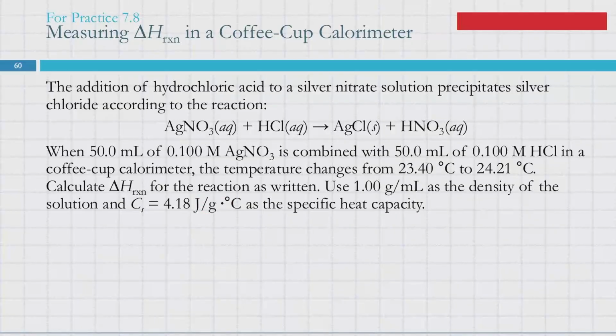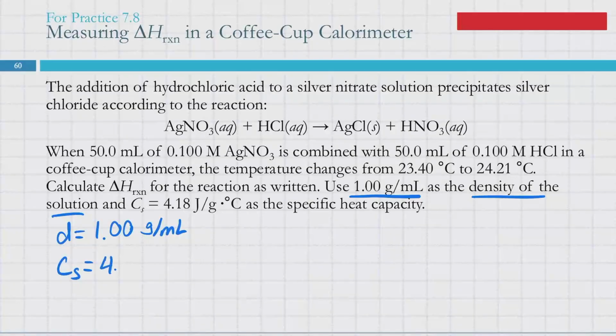So we've got a whole lot of information. Let's unpack it a little bit. We have some conversion factors, some things that were given at the end. 1 gram per milliliter is the density of the solution. That might be important. D equals 1.00 grams over milliliters. We are also given the CS, 4.18 joules per gram degree Celsius.